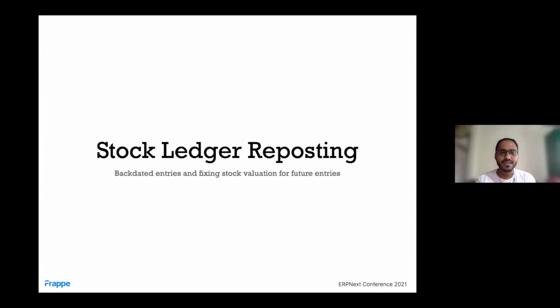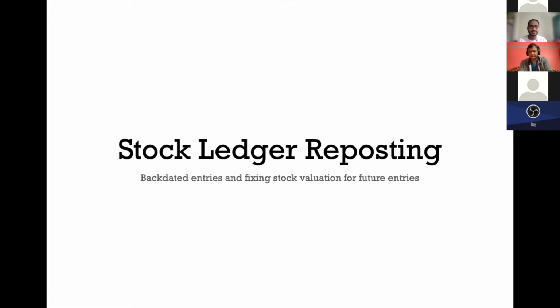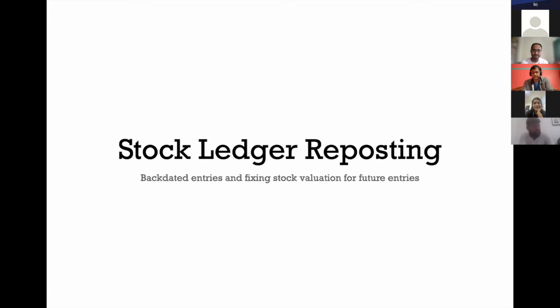And today, me and Nabin are going to cover the stock ledger reposting part. Basically, in version 13, we did a major refactoring in the stock ledger reposting, and we decided to do this because we were consistently getting a huge number of support tickets on the stock ledger reposting part. So let's start with the presentation.